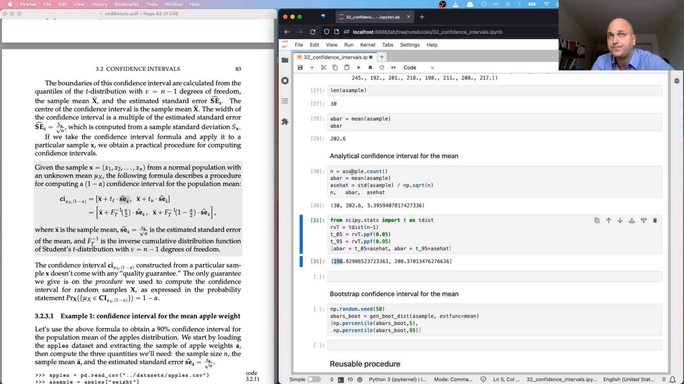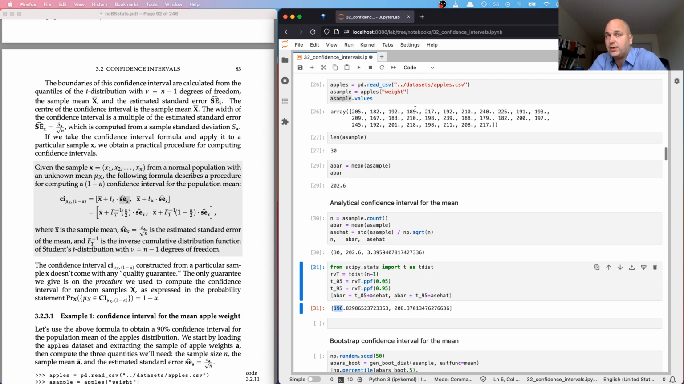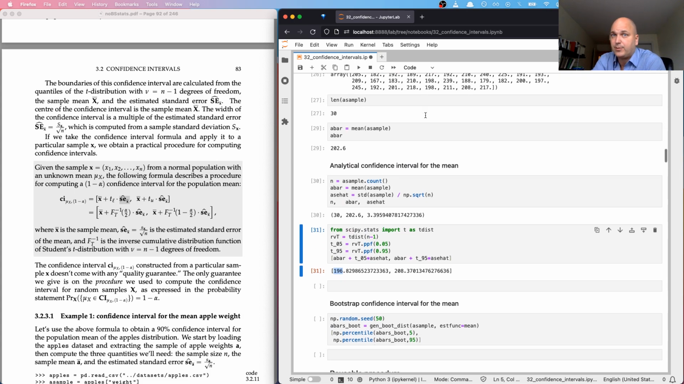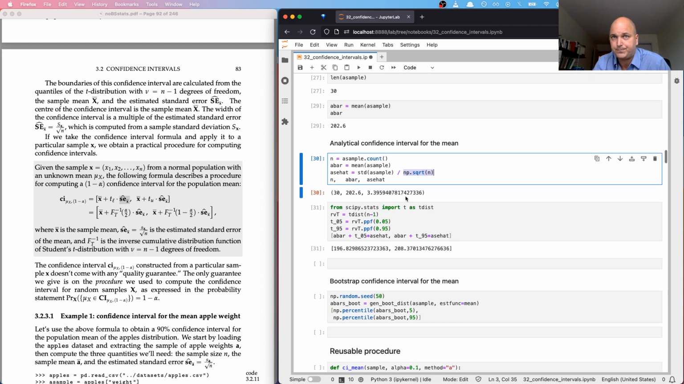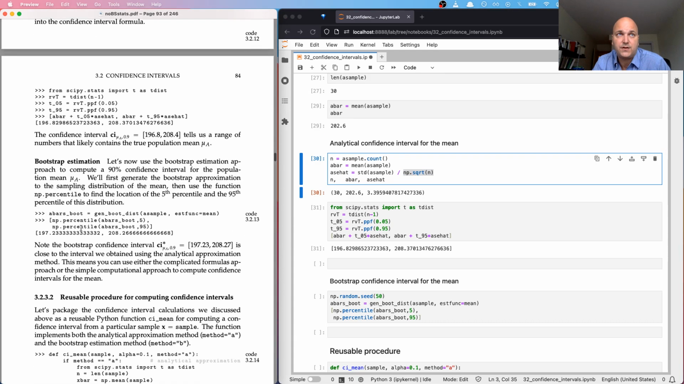Note, by the way, if you were to obtain a larger sample, the standard error depends on the square root of n. So the larger the sample you get, the less variability. The confidence interval will shrink and get more and more precise. Okay? Make sense?